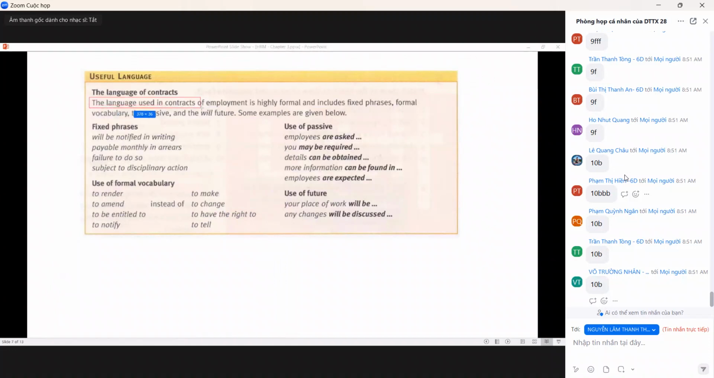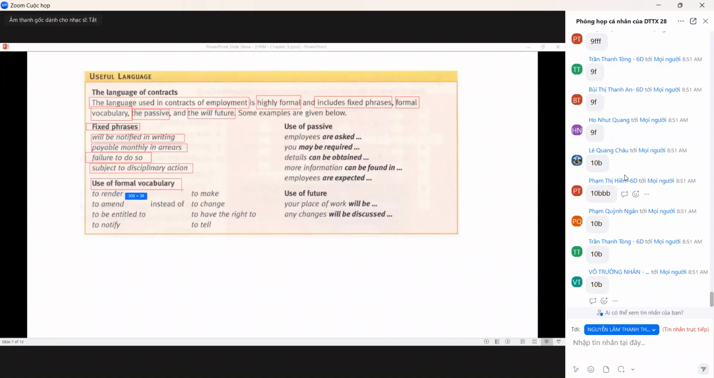The language used in contracts of employment is highly formal and includes fixed phrases, formal vocabulary, the passive, and the will future. Some examples are given below. Fixed phrases like will be notified in writing. That means the terms and the conditions in the contracts, right? Payable monthly in arrears. Failure to do so, subject to disciplinary action.